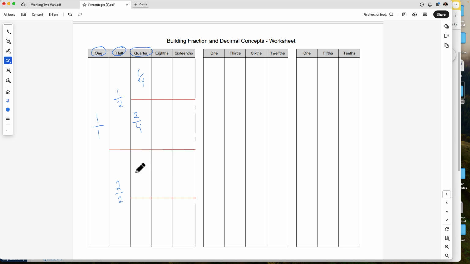But then we've got 3 out of 4 and 4 out of 4, right? And we see equivalent fractions. 2/4 is the same as 1/2. 4 out of 4 is the same as 1. So far, so good.